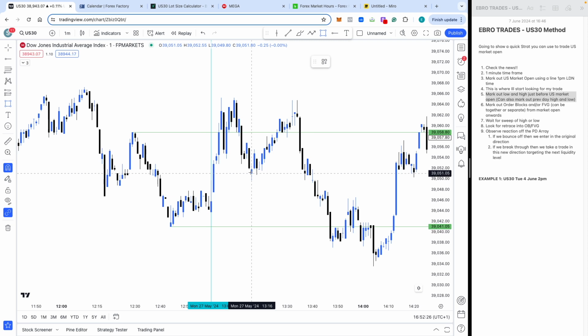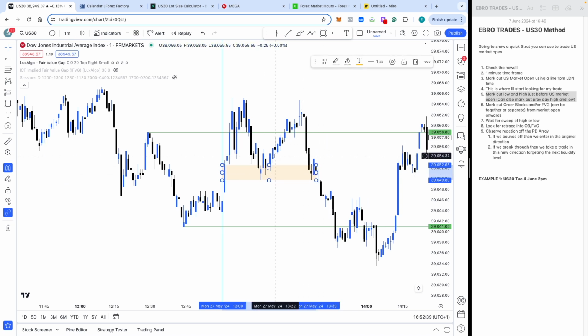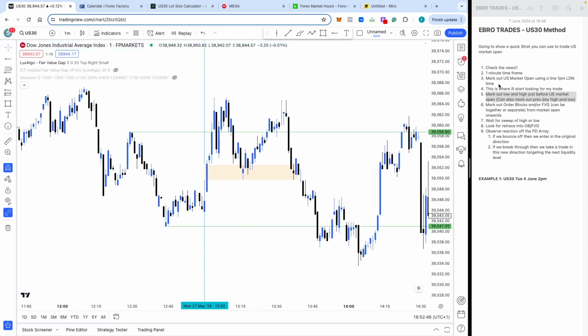We then want to mark out any interesting fair value gaps or order blocks. Are there any interesting fair value gaps? There's a fair value gap here. I'd say that's the only interesting fair value gap. And then on the 1 minute time frame, mark out order blocks and/or fair value gaps from market open onwards. From market open, this is our fair value gap of interest. You could also mark this out as an order block, roughly.